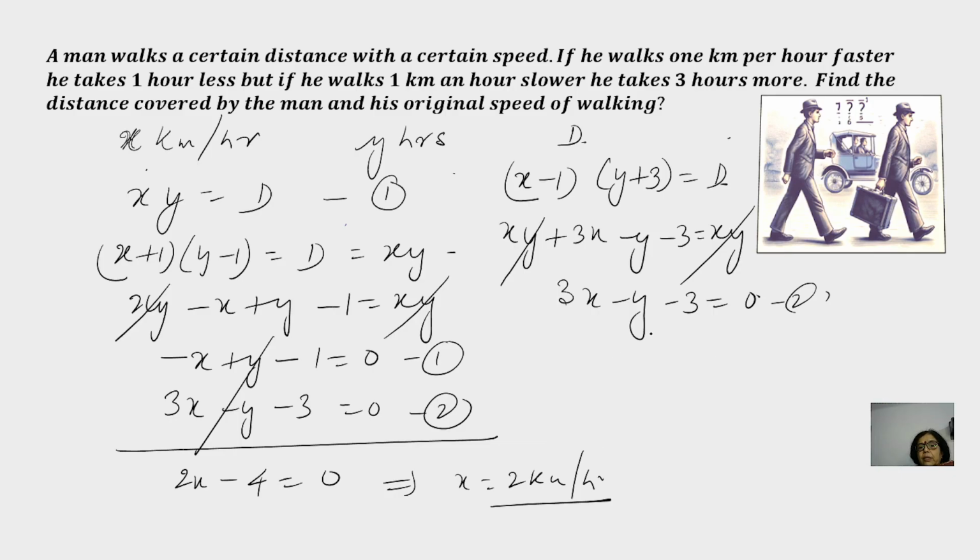Now what about the original time that it takes to cover? So we can put the value in any one of the equations. From here, if I put it in 1, I'll get y is equal to x plus 1. That is obviously 3 hours. So if he walks at 2 kilometers per hour, the total distance he covers in 3 hours, the distance that he has traveled, will be speed into time, that is equal to 6 kilometers. So this is the solution of this question.